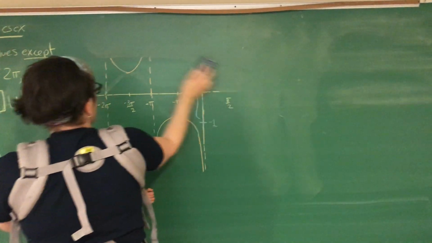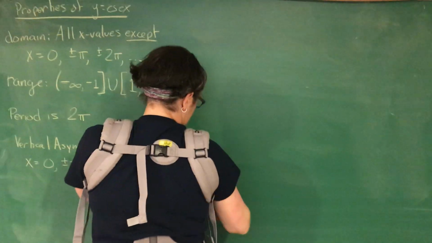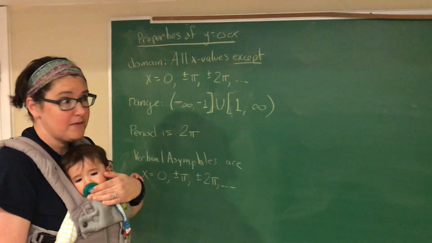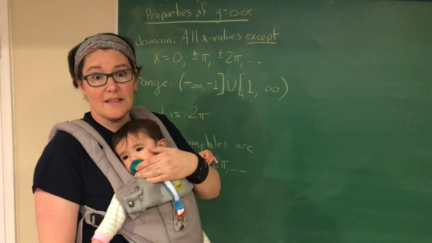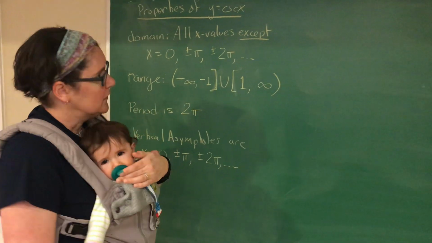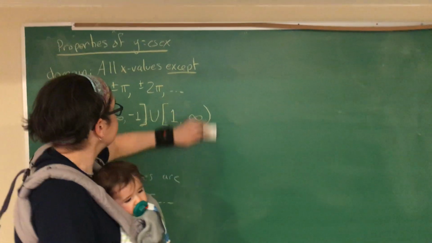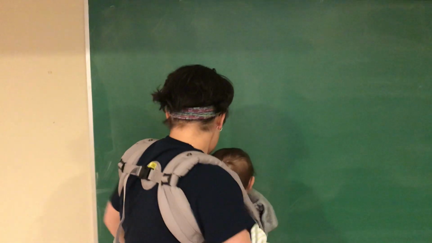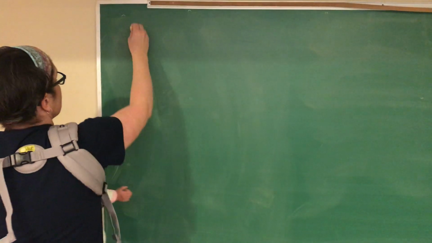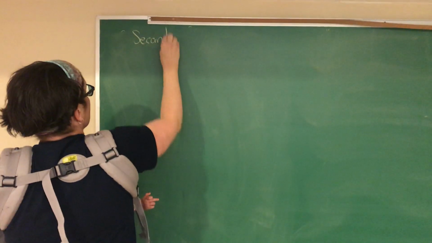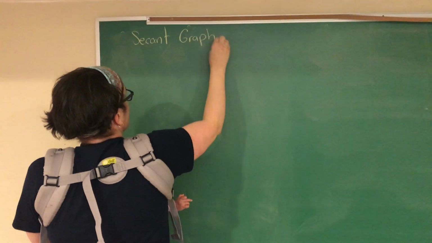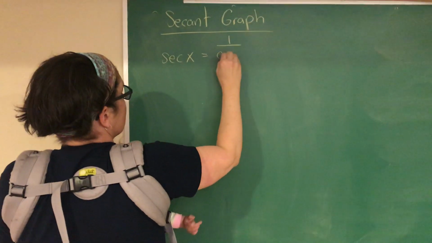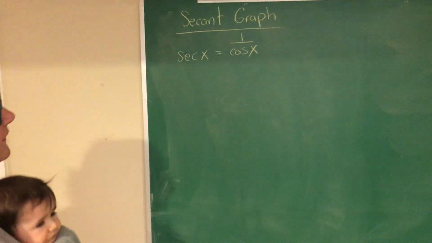All right, so we have now talked about 5 out of 6 of the trig graphs. Our final graph is our secant graph, and I encourage you to think about how that secant graph will work. So when I think about the secant graph, secant is the reciprocal of cosine. So I'm going to play the same game as I just did with cosecant. So secant of x is the same as 1 over cosine of x.